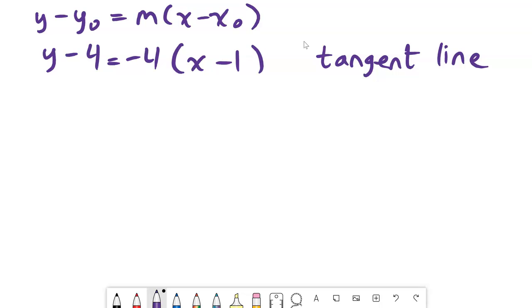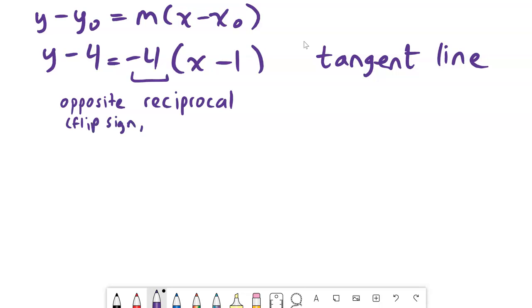Okay. So what is the normal line? How do we find the normal line from the tangent line? I think the way I was taught it is that you look at the slope, negative 4. What you want to do is find the opposite reciprocal of that number. Opposite reciprocal. What does that mean? It means flip the sign and flip the fraction.